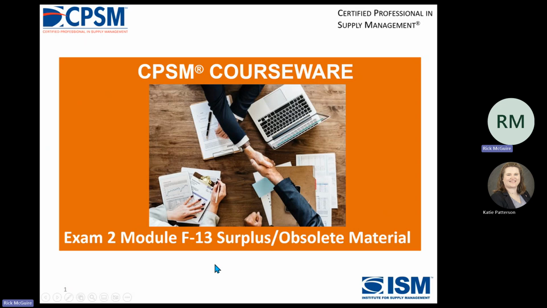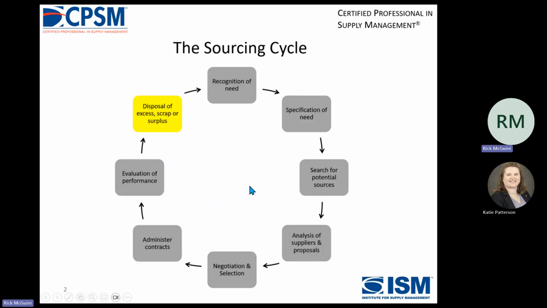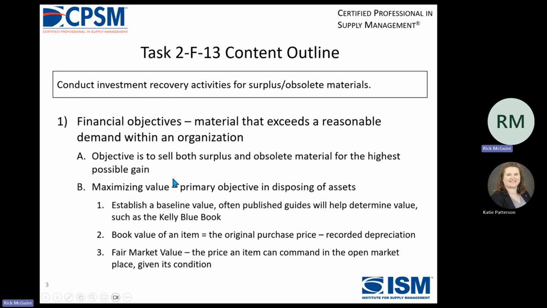All right, so the last module in the F group is on surplus and obsolete material. This is our sourcing cycle we were studying in test one. And we studied all of this stuff in test one, with the exception of disposal of excess scrap or surplus, which is what we're looking at today. So conduct investment recovery activities for surplus obsolete materials.